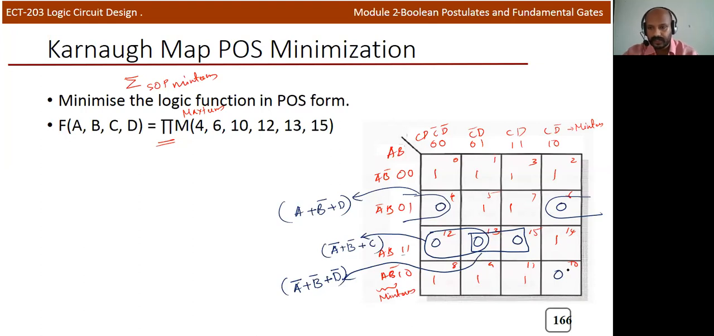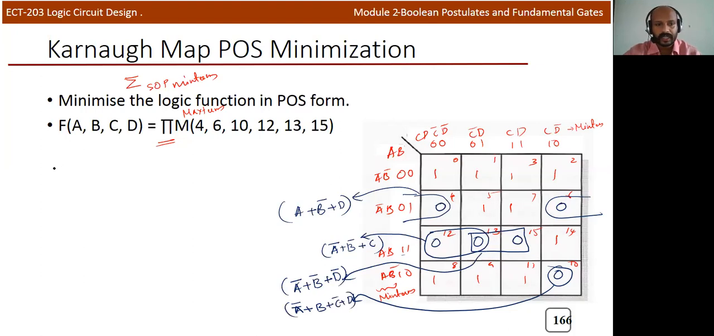And finally there is a 0, and it's a single 0. To write this single 0, again we need to look row wise. Row wise it's A B bar in min term. So we write in max term its complement, A bar plus B. And column wise it's C D bar actually. So we need to write C bar plus D.